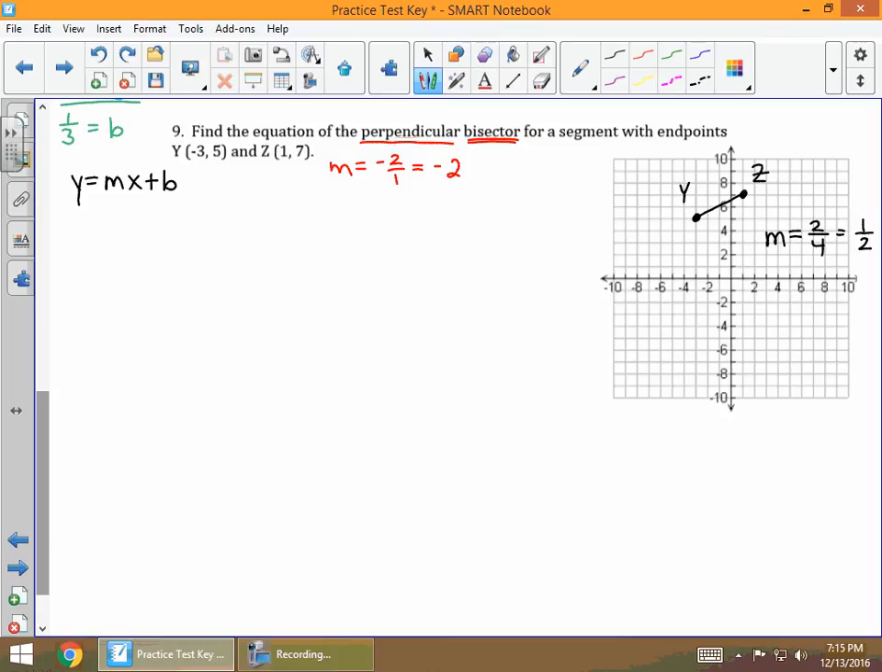So I found the slope. Now I'm going to find the midpoint. And just like in problem 1, the midpoint is the average of the x's. So my two x values are negative 3 and positive 1. So add them up and divide by 2. So negative 3 plus 1 is negative 2, divided by 2 is negative 1. And to find the y value, I'll add my y's together and divide by 2. So 5 and 7. 5 plus 7 is 12, divided by 2 is 6.